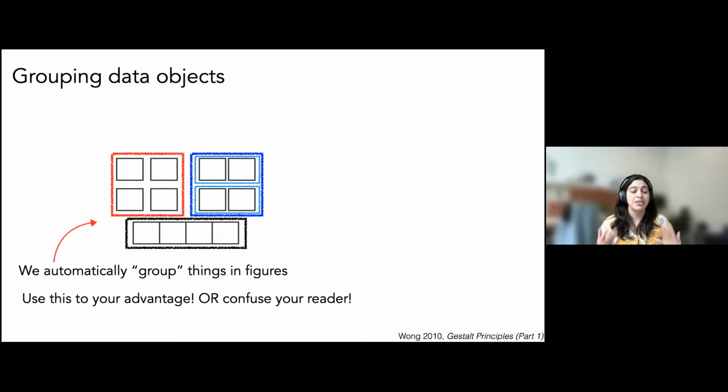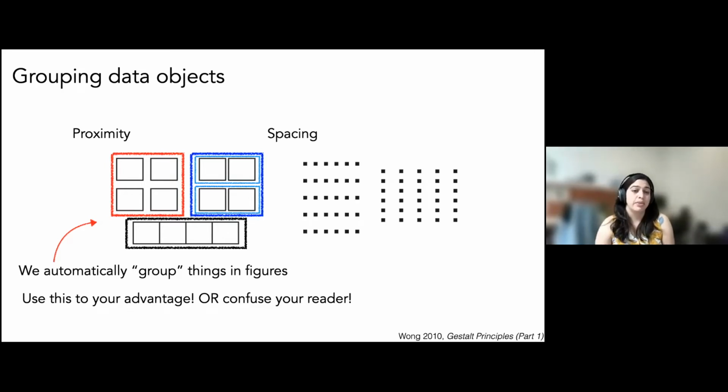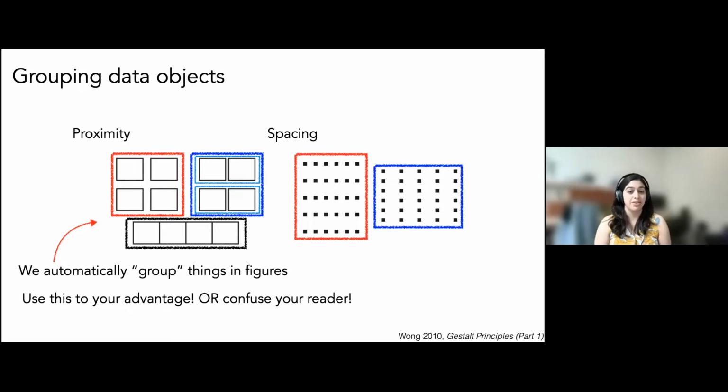You want your readers to see the groups you want them to see, and you don't want them to be making up other groups based on the way that you just made your figure. So this grouping here is based on proximity. Things that are close together, we automatically assume are grouped together. But there's also spacing. If things are similarly spaced, we group them together. So you can use these two principles to help your readers and to really emphasize the groups you want them to see.